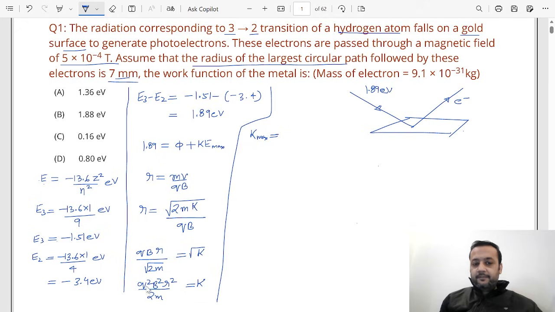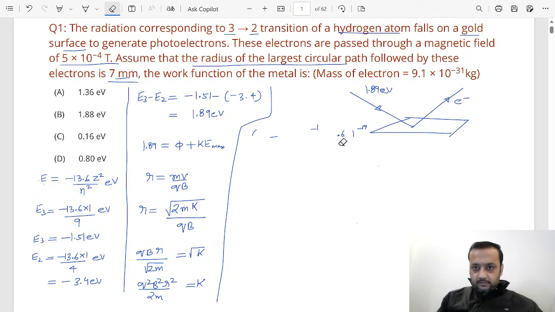which is 7 millimeter. q is the charge on the electron, which is 1.6 into 10 to the power minus 19. This is the charge on the electron, and we have to square it also basically. And B is the magnetic field. So magnetic field is 5 into 10 to the power minus 4. Let me write slightly below because there is less space here.